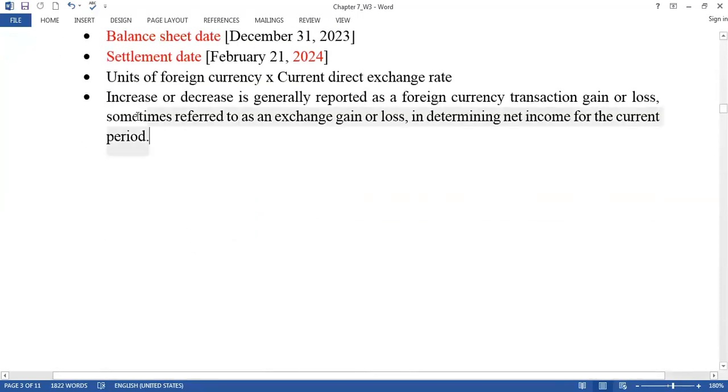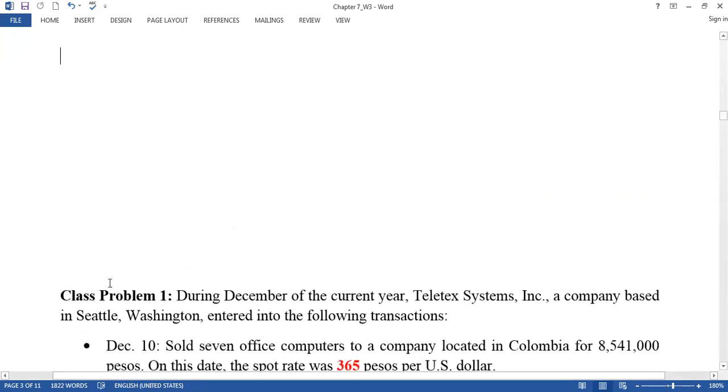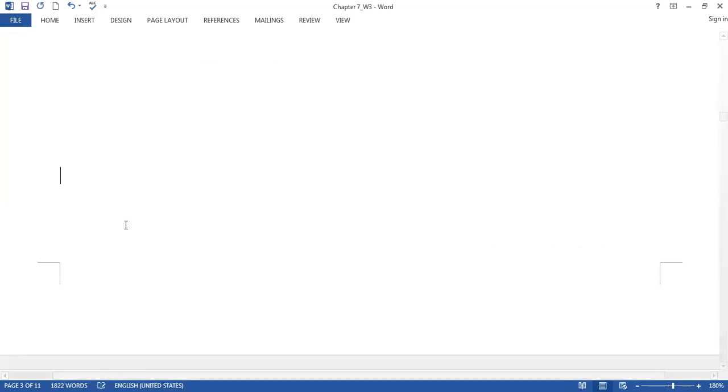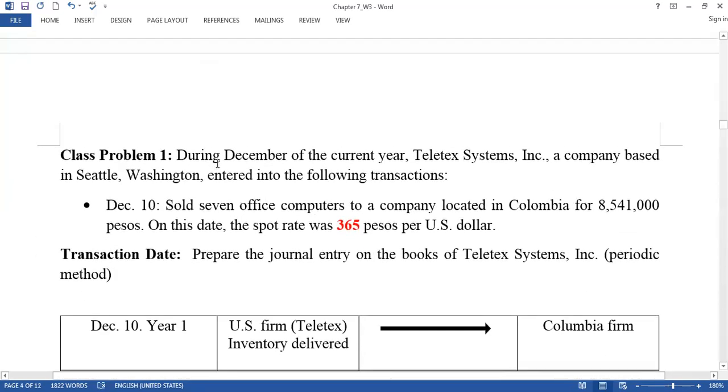This part I already explained, don't worry. So let me explain class problem 1. According to the class problem, during December of the current year, Teletext system is based in Washington. That means a US company entered the following transactions with Colombia. So there are 2 companies here, one is the US company and another is Colombia. We are doing the journal entry following the US company.